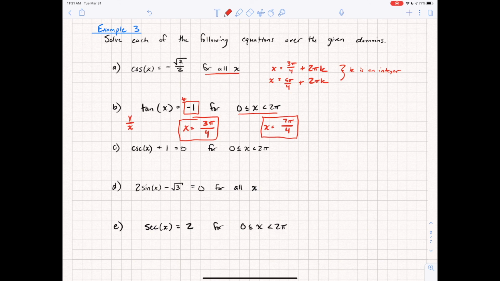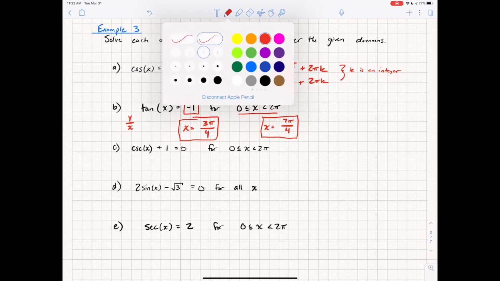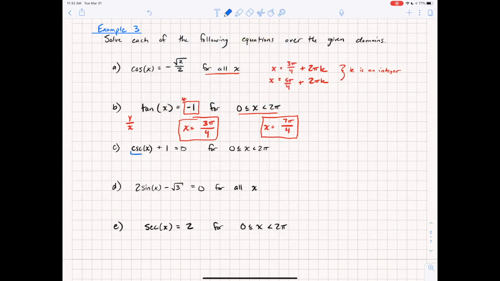All right, well, what about C? So C is cosecant of x plus 1 is equal to 0. Now, in all of these examples so far that we've looked at, notice that all of my trig functions have been isolated. You're treating your trig function essentially like one big variable. And when we're solving for variables, the goal is to always get it by itself. So even here in a trig problem like this one, I want to get cosecant by itself by subtracting the 1 over. So I get cosecant x is equal to -1.